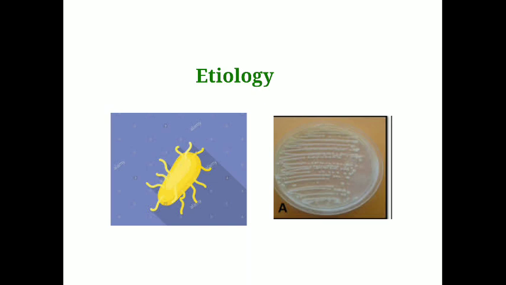Next, in case of etiology, since it is a bacterial disease, the bacterium is slender, gram-negative, rod-shaped. Then it is motile, having several flagella. So it is a peritrichous bacterium, and on the agar plate, it develops small circular whitish colonies in chains.